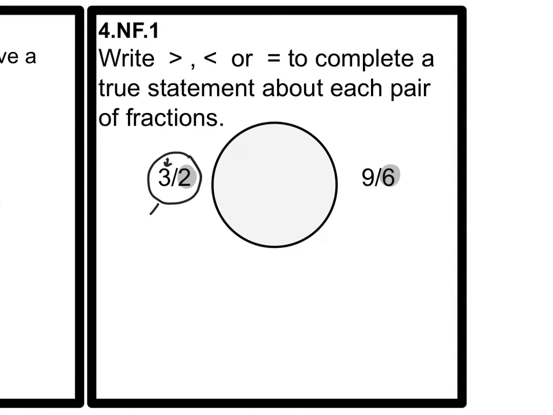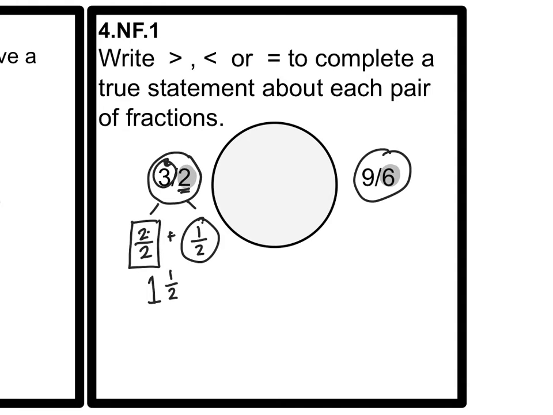So I'm going to break it down. My denominator is going to stay 2, but I'm going to pull out one whole of 2 over 2. And then I'm going to pull out what's left over. So I have 2 as my denominator still, but 2 plus 1 is going to give me that number 3. So I can see that 3 halves is going to be the same thing as 1 whole, which is 2 halves, and a half.